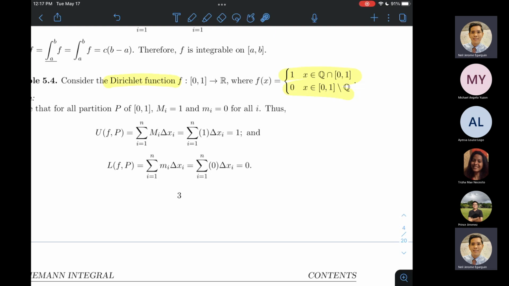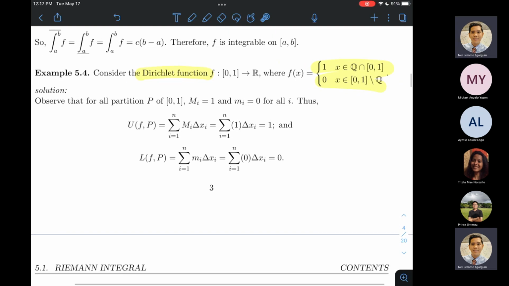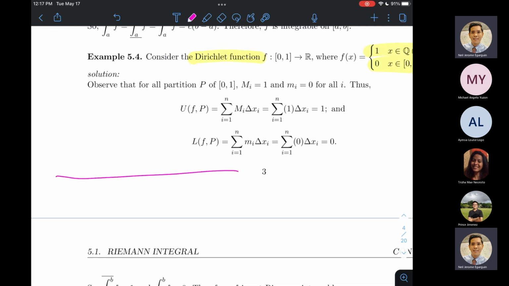Now again, we go to the process of looking for the upper and the lower Riemann sum. Kailangan natin itong gawin in a generic fashion na dapat lahat ng posibleng partition induced ay nako-consider. So meron tayong closed interval [0, 1]. Tapos halimbawa, ito si x1. So, si Dirichlet function ay either 1 or 0. Nakadepende lang siya kung yung x ay nandun sa set of rationals o wala.